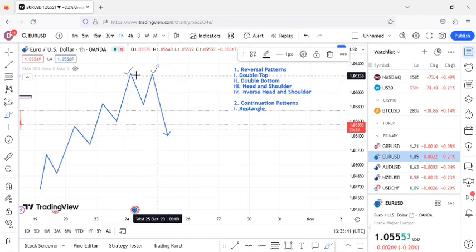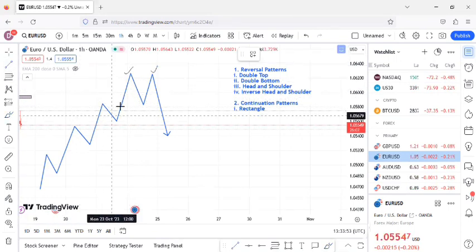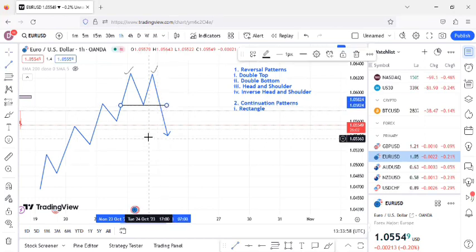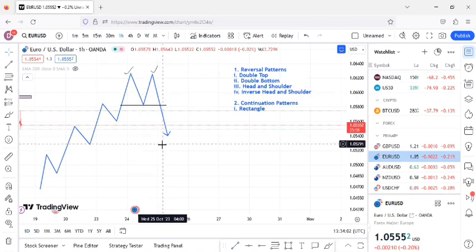So the moment you see this pattern here, be preparing. If you have any buy position, begin to close them. Then we call this place a neckline. I'm going to explain later how you make use of them. So this is a double top pattern.